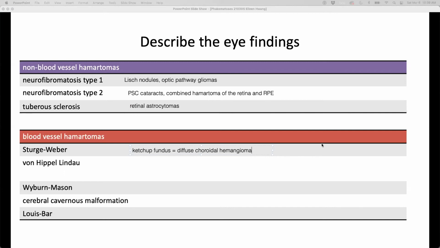And what in these patients, like, what are they really at risk for losing vision from? Glaucoma. Yeah. Interestingly, I was also reading in the BCSE that patients with plexiform neurofibromas in NF1 are also at high risk for glaucoma.